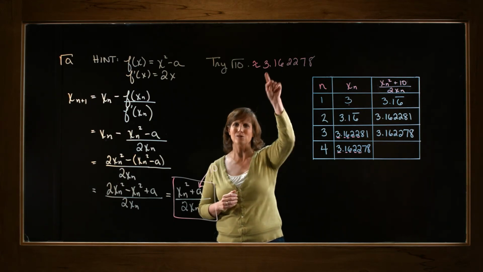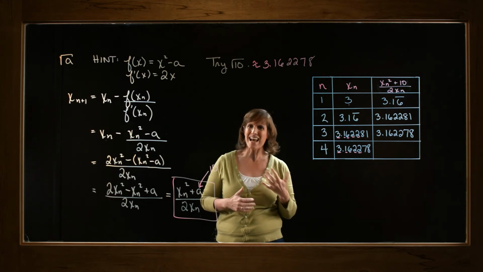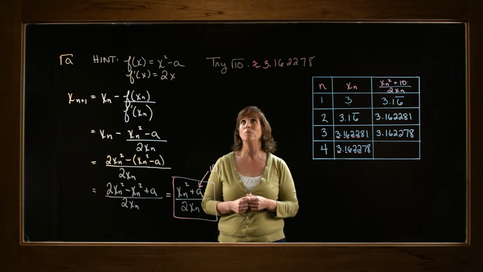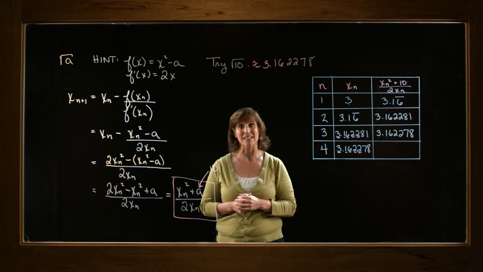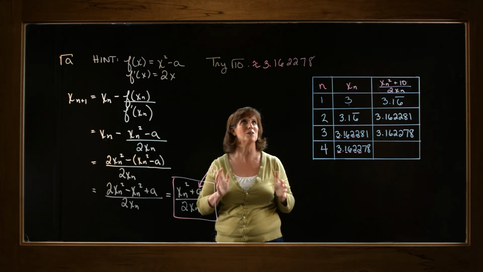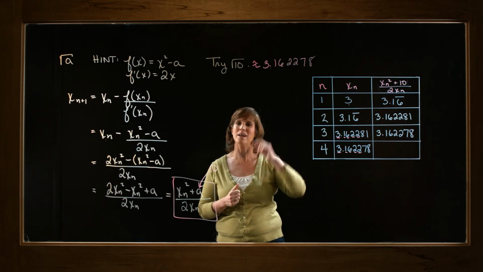Now, if you think about this, this makes sense because 10 is larger than 9. So I know my answer should be bigger than 3. But the next easiest square root to take would be the square root of 16, which is 4. And 10 is much smaller than 16. So I was guessing my answer was going to be somewhere between 3 and 4, and it was.